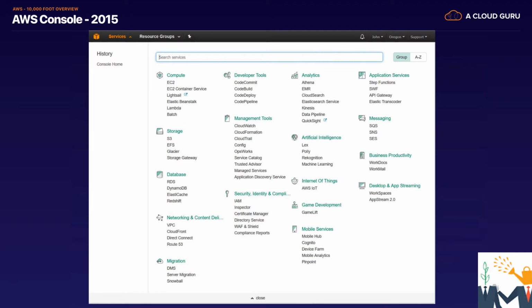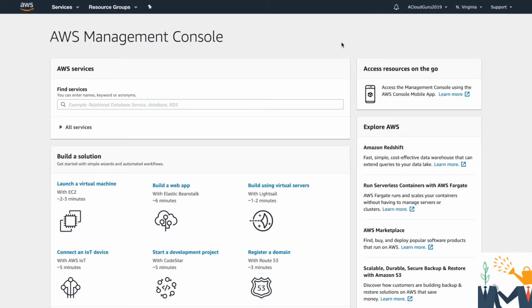When I started to record my lectures and talk about every single one of these services, the course was getting to be about an hour and a half long just on this section. And a lot of these services are no longer relevant to the Certified Solutions Architect Associate exam. So let's have a look at what the console looks like today. So this is what the console looks like today.